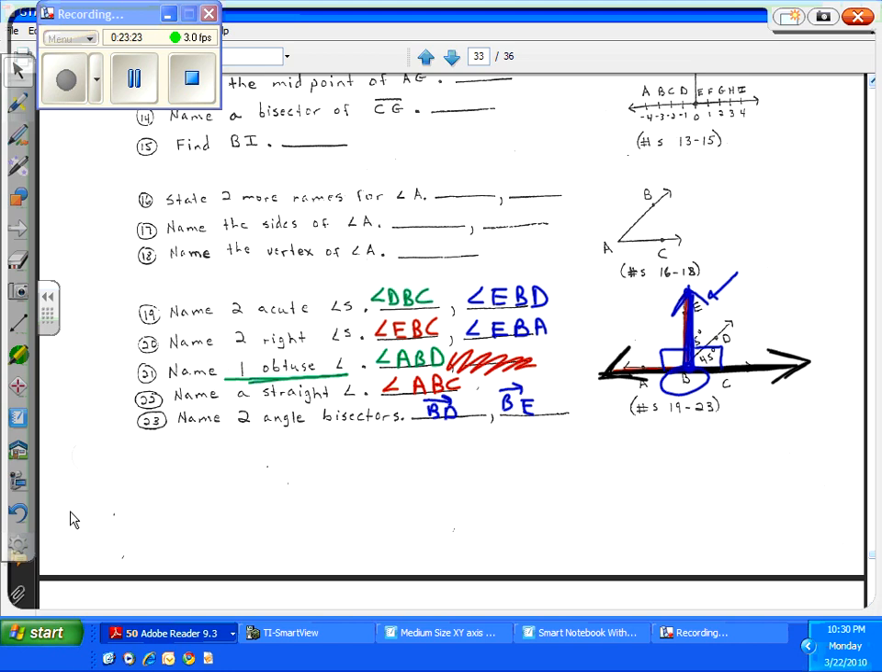Any questions on sections 19 to 23? Okay.